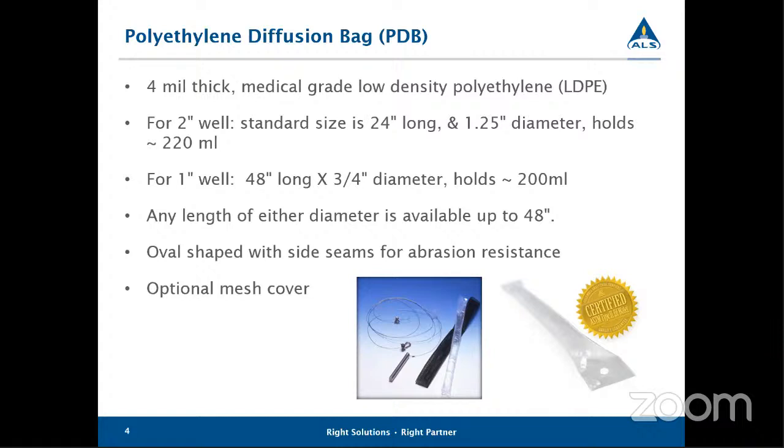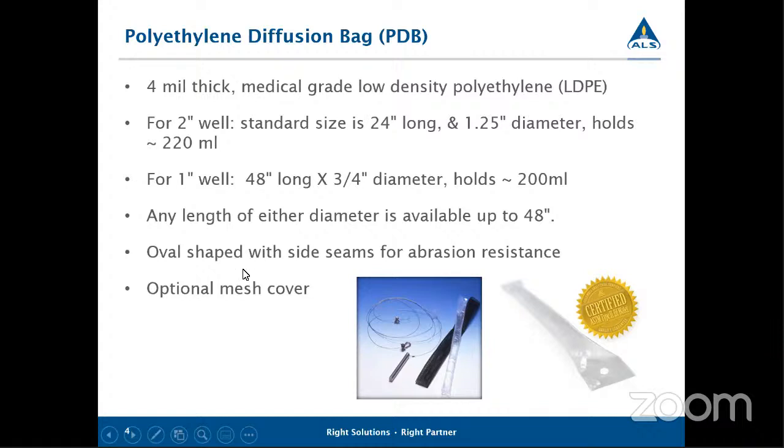Either diameter, we can make those up to 48 inches long. So if you do want to collect additional volume in a 2-inch well, we can make those up to 48 inches long with 1.25 inch diameter to essentially double the volume that you'll be able to collect.